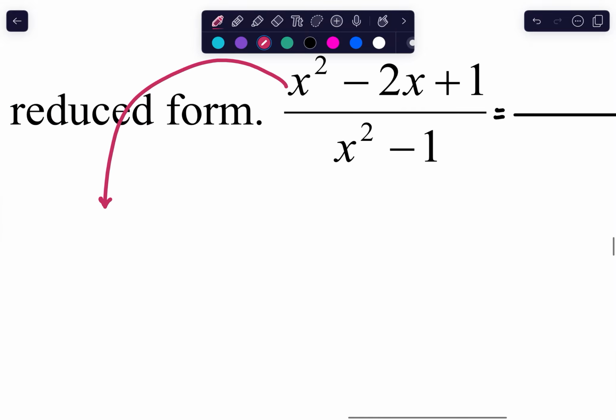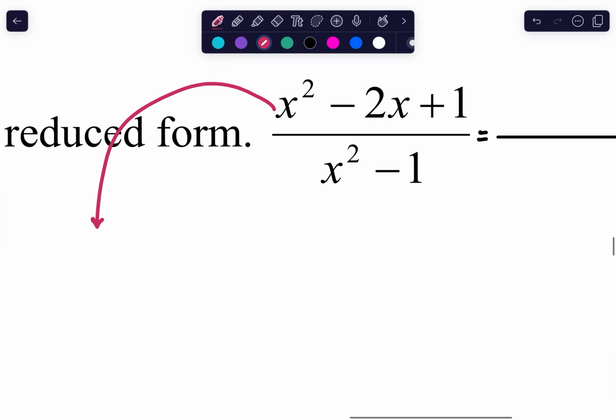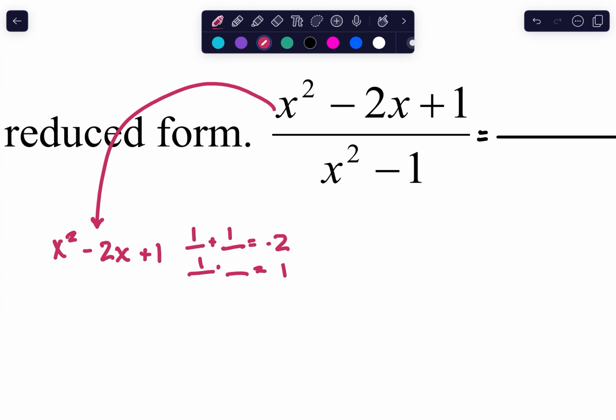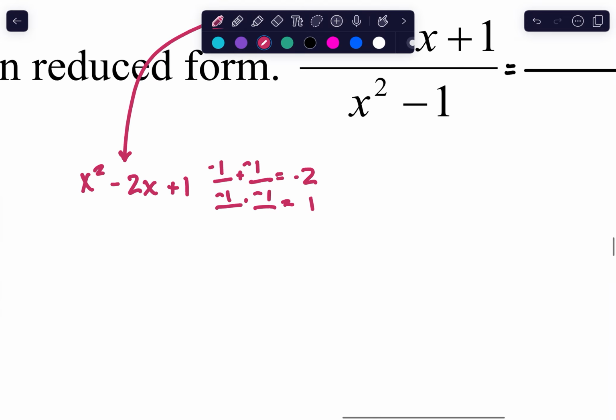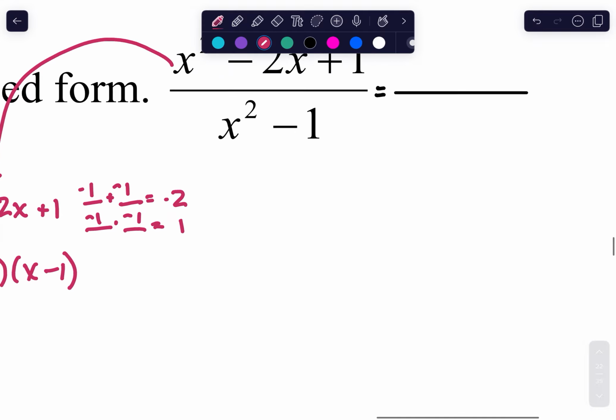Okay, so I'm going to factor the first one. I'll do the work. So x squared minus 2x plus 1. The only factors of 1 are 1 and 1. And in this case, they both have to be negative. So this is a perfect square trinomial. But I told you I always forget about those. Okay, so that's my numerator.